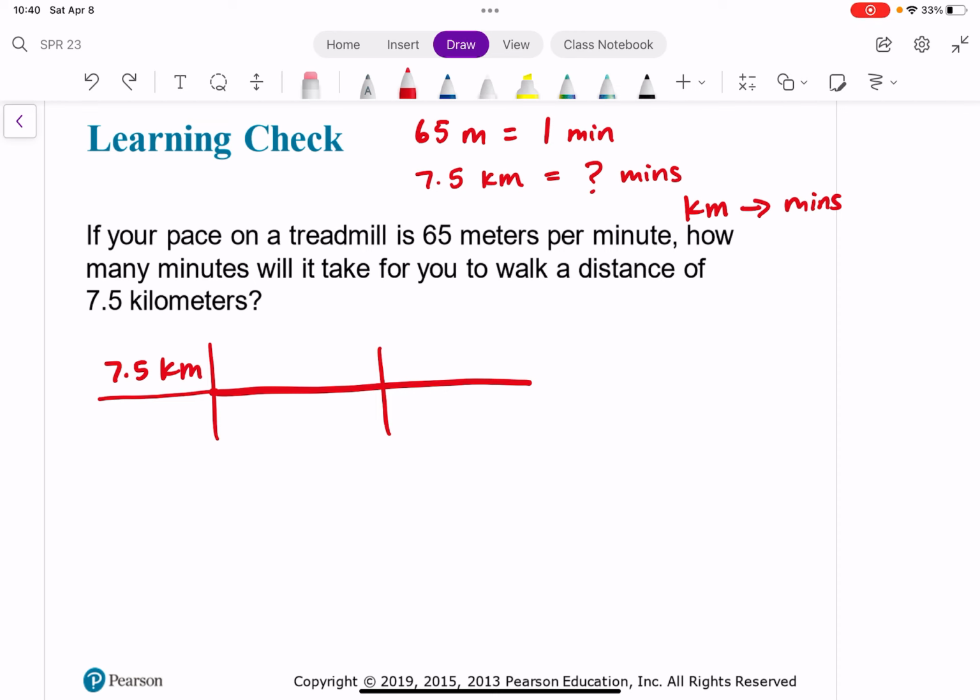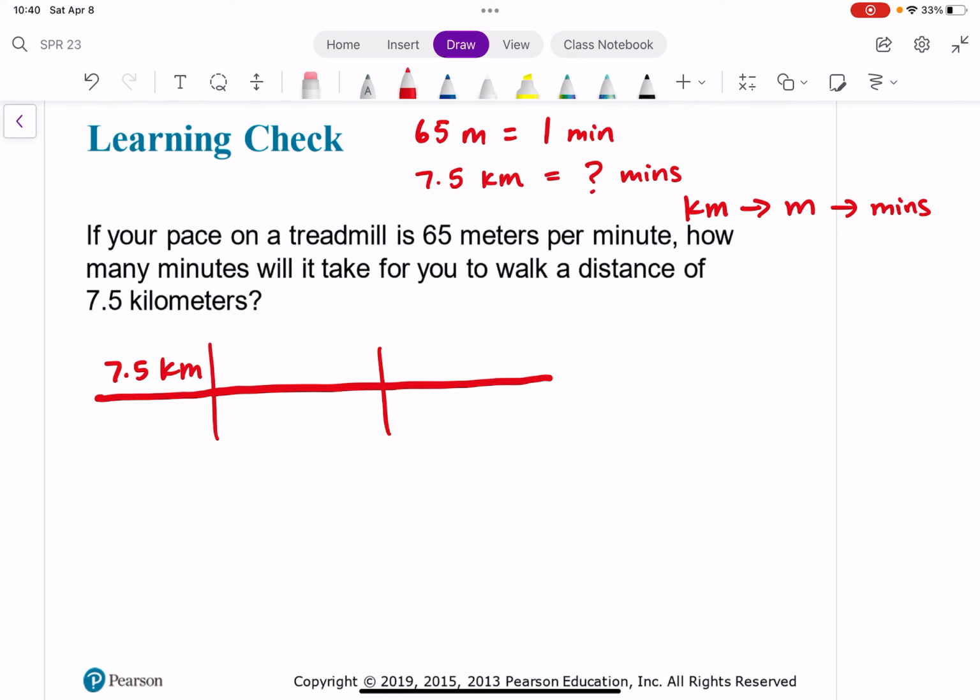No, I don't. But I do have something connecting meters and minutes. So what if we go from kilometers to meters? We know that conversion factor. So then we can get from here to here, and then to minutes. Okay, so my general idea is to go from kilometers to meters, and then meters to minutes.